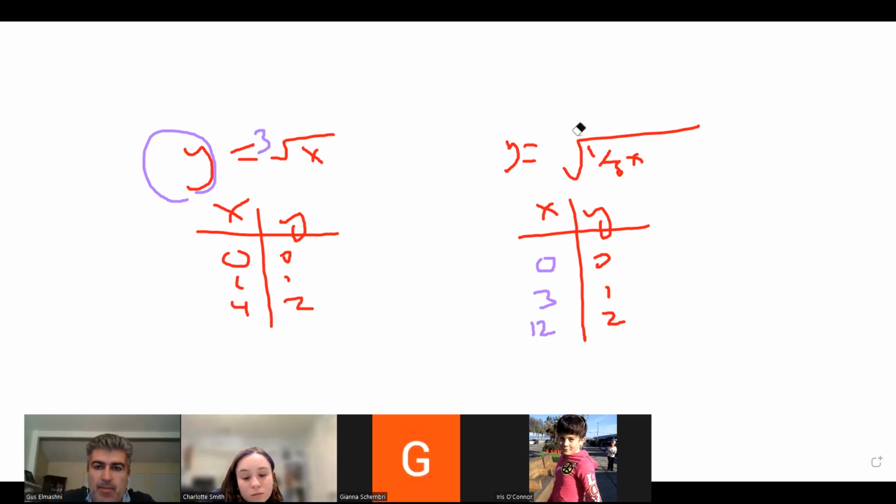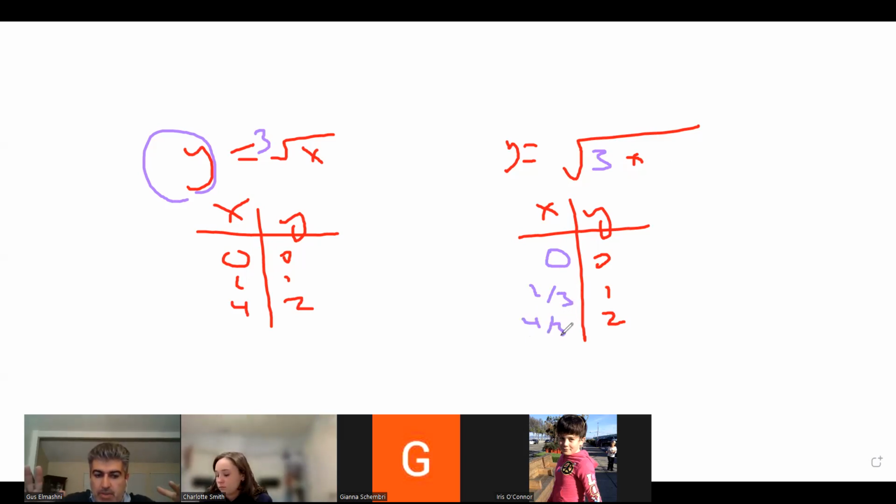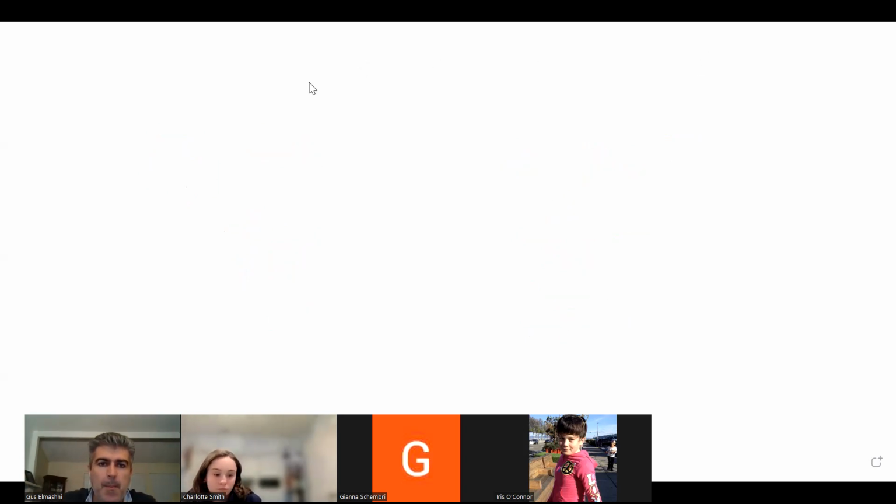If you put a 3 here, then guess what? That's a shrink. Because then what has to happen? x will still be 0 when y is 0, but now this has to be 1/3 and this has to be 4/3. So now all the x values got reduced, right? To get the same y values, they all get reduced. So that's what happens there for that one.